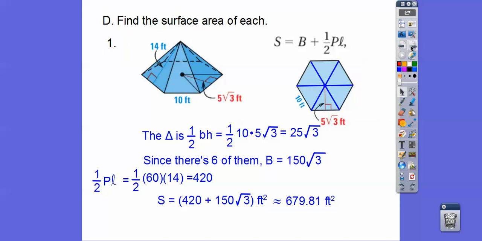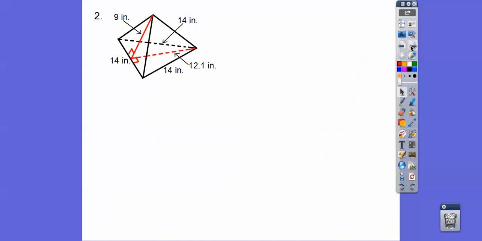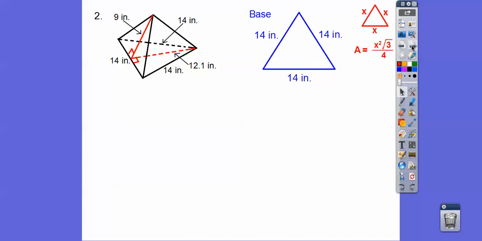All right, let's do this guy right here. I'm going to show you a different method for that base. The base is a triangle, and look, it's 14, 14, 14. So there is a different way to find the area. I think it's easier to find the area of an equilateral triangle. If it's equilateral, like this one is, 14, 14, 14, you just do the side squared times root 3 over 4. So this one's going to be 14 squared root 3 over 4. 196 root 3 over 4. 4 goes into 196 49 times. So there's the base right there.